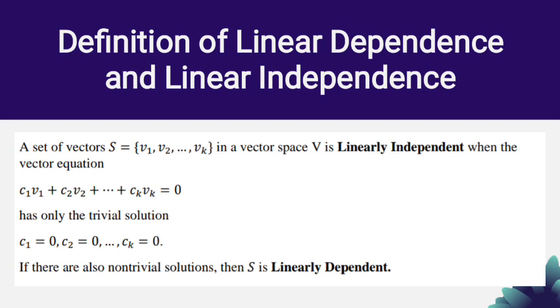Now, the definition of linear dependence and linear independence. A set of vectors S equals V sub 1, V sub 2, all the way to V sub k in a vector space V is linearly independent when the vector equation C sub 1 V sub 1 plus C sub 2 V sub 2 plus all the way to C sub k V sub k is equal to 0 has only the trivial solution, C sub 1 equals 0, C sub 2 equals 0, all the way to C sub k equals 0. But if there are also non-trivial solutions, then S is linearly dependent.